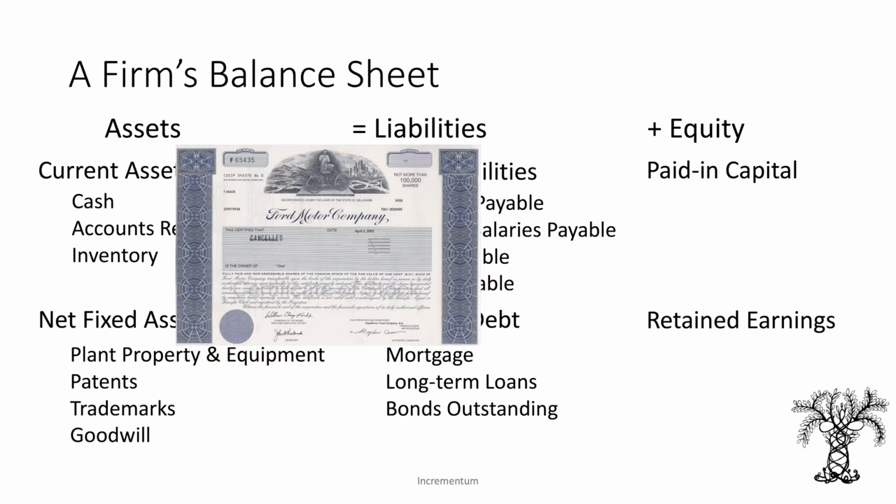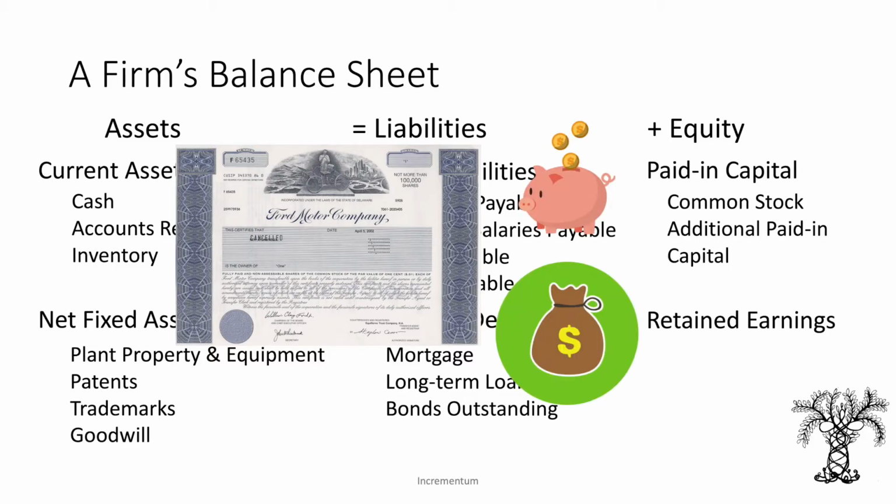And when this stock was sold, the firm received cash that went into the common stock account and into the additional paid-in capital account. The amount that went into the common stock account was actually very small, and the amount that went into the additional paid-in capital amount was larger. But when we add these two accounts together, that's the amount that the firm received from selling shares.